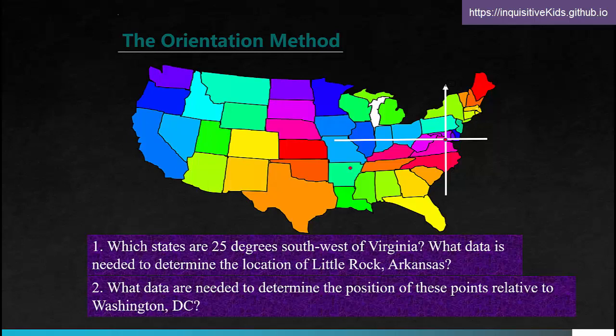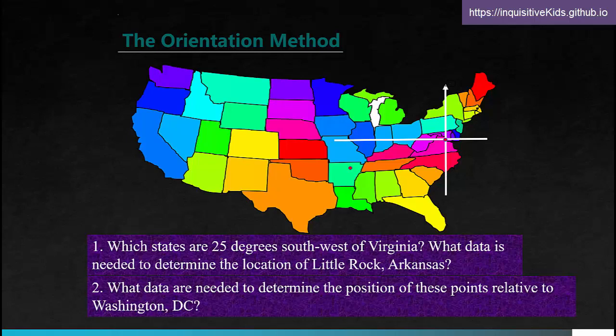Another city. This is Boston, Massachusetts. I will write, this is Boston, Massachusetts. How can we determine the location of these points relative to Washington, D.C.? So basically it's the same method. We have to tell them the angle, the direction, and where to stop. So that's the pattern we're going to see for identifying points with the orientation method.